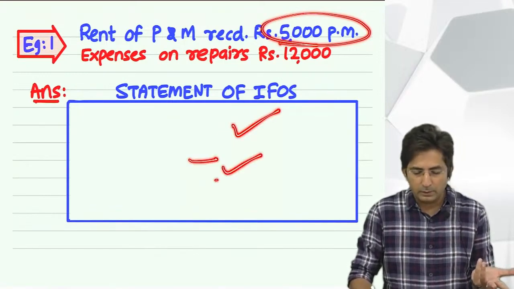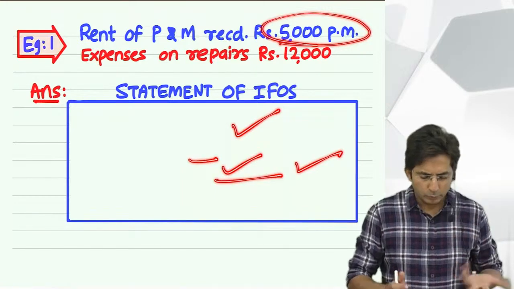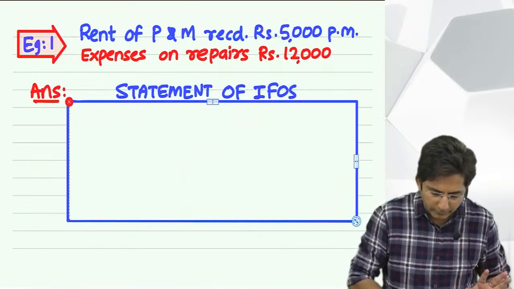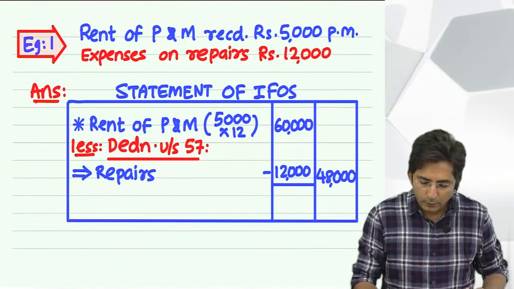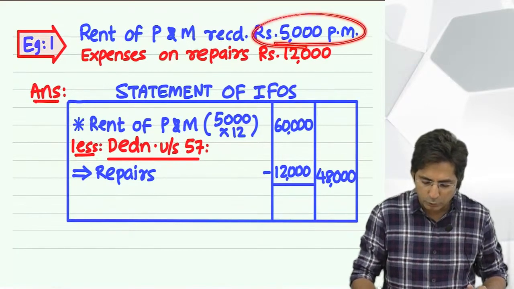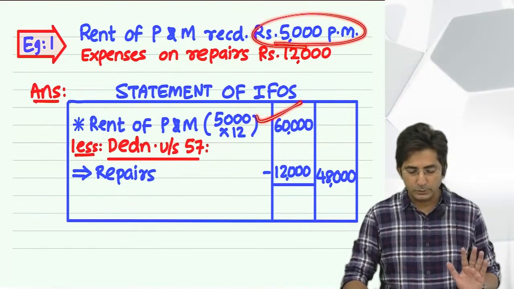And then the net amount will come in the outer column. Okay. So this point is a simple point. See, I have already done the presentation. Look at this. First, my rent is 5,000 per month. So multiply by 12. That comes to 60,000.